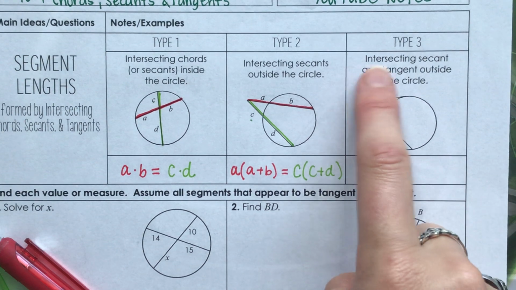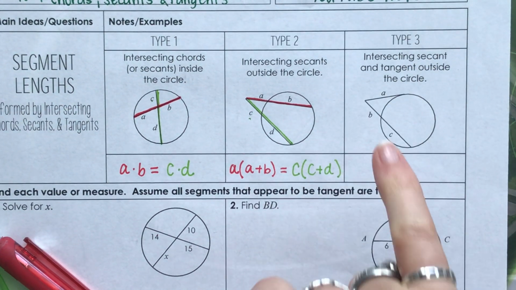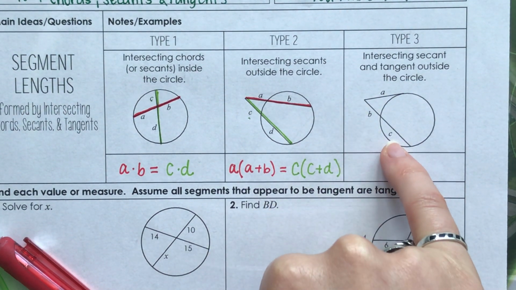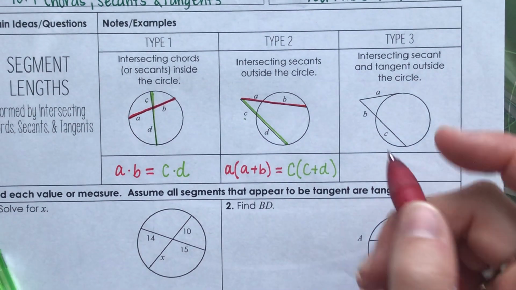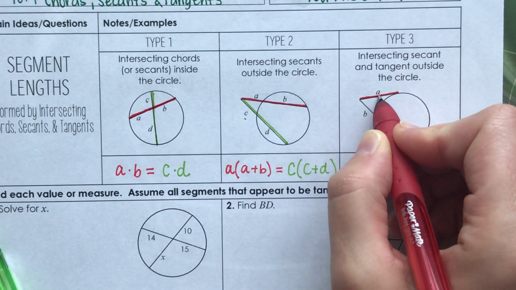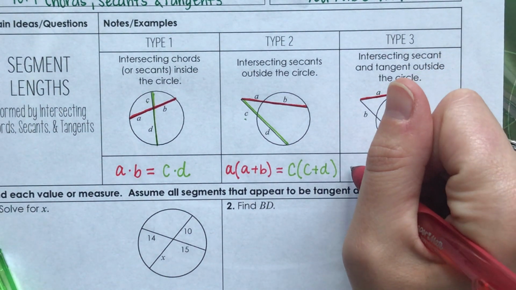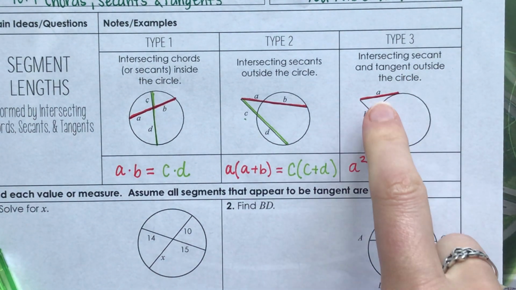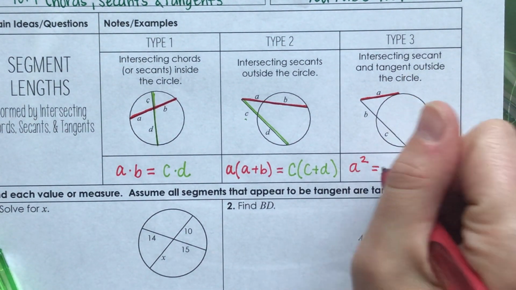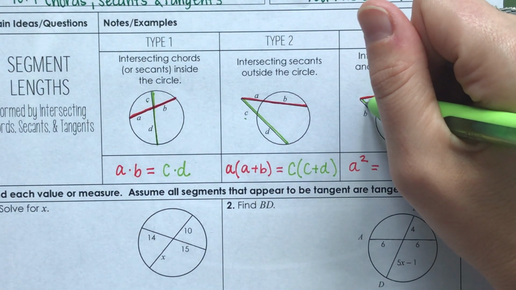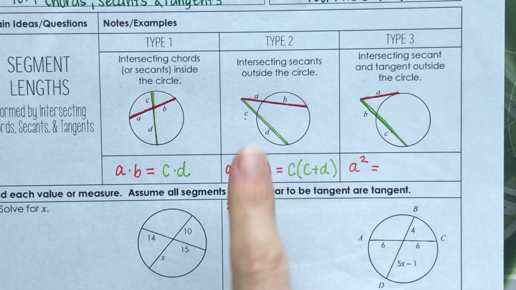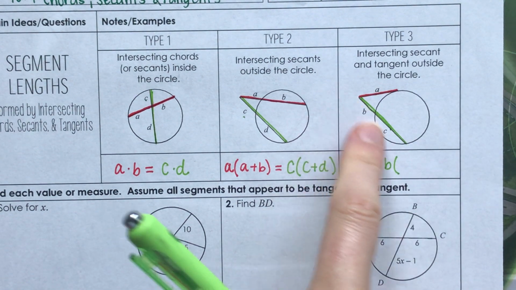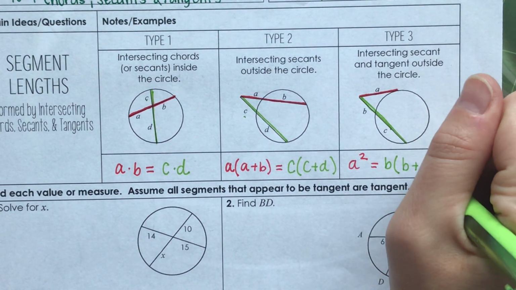The last type, type 3, is an intersecting secant and tangent outside the circle. You see you've got one line that's outside of the circle, and then another segment that has an outside piece and an inside piece. So what you're going to do is take the shorter side that's just outside, the A piece here, and multiply it times itself. So I'm going to do A times A, or A squared. This is equal to this segment length over here, but I'm going to set it up the same way I set it up in type 2. So it's the outside piece times the length of this whole segment, which is B plus C.